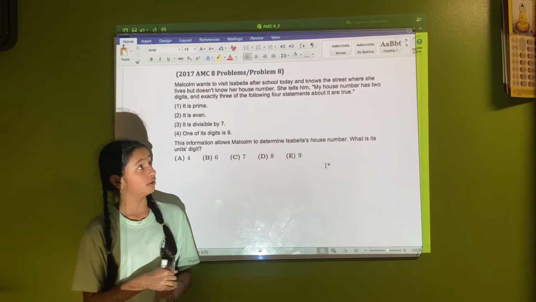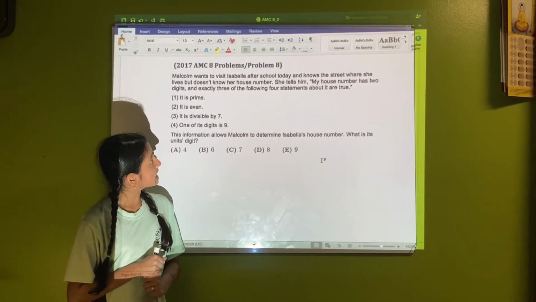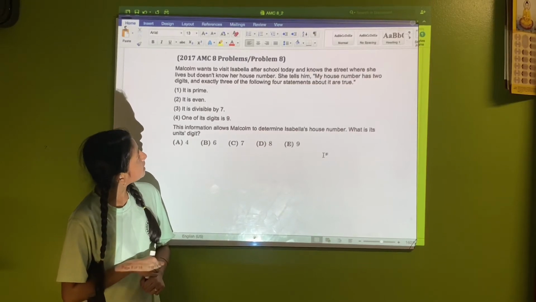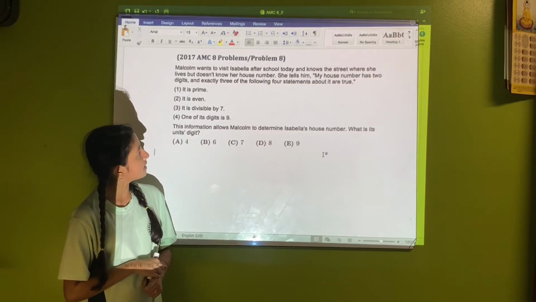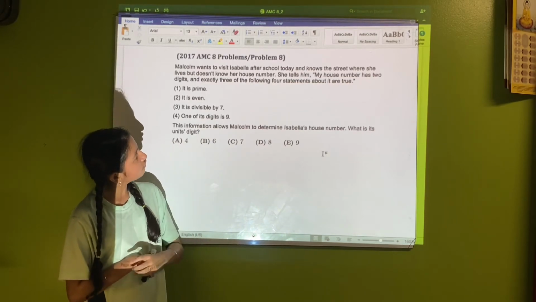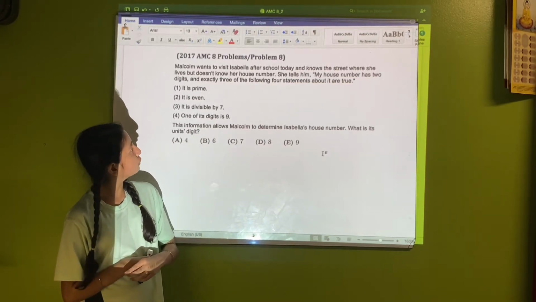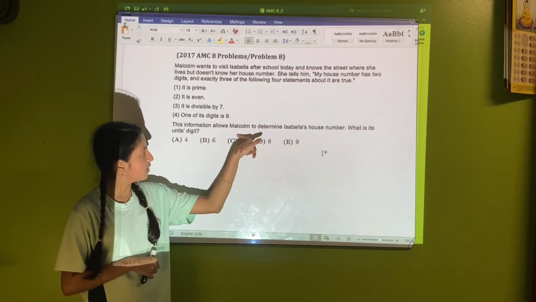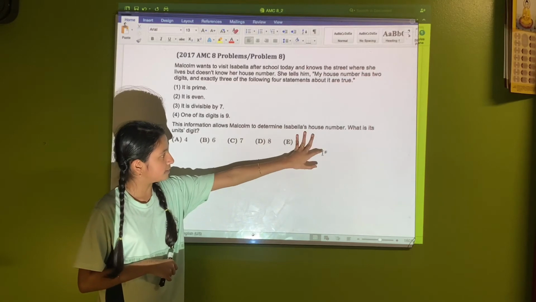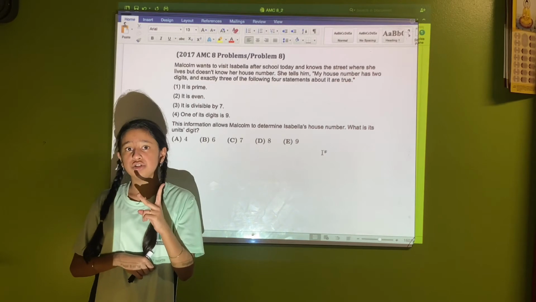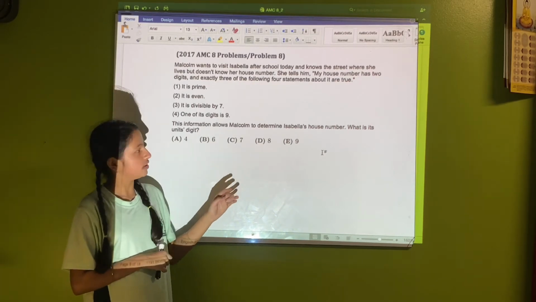Now here's a fun riddle. Malcolm wants to visit Isabella after school today and knows the street where she lives, but doesn't know her house number. She tells him, my house number has 2 digits, and exactly 3 of the following 4 statements about it are true. So the question they're asking us is, this information allows Malcolm to determine Isabella's house number. What is its units digit? So this number is 2 digits, so we want to know its last digit.